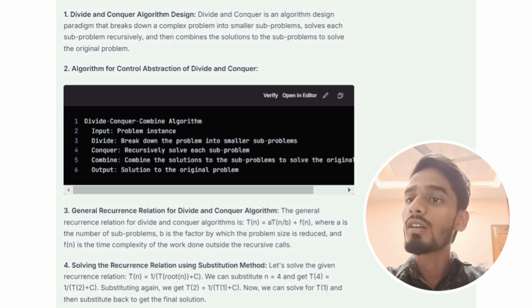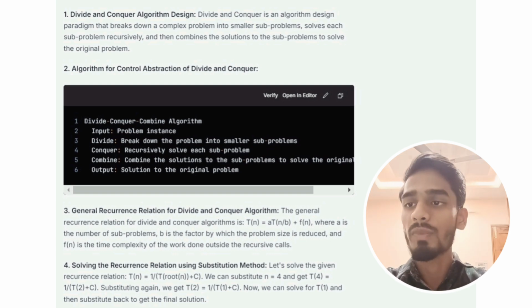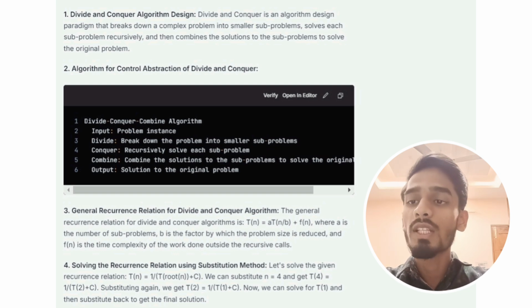Next, let us write an algorithm for control abstraction of divide and conquer. Here, this is the divide conquer combine algorithm. In this, input is the problem instance. Divide means break down the problem into smaller subproblems. Conquer means recursively solve each subproblem. Combine is combining the solutions to the subproblems to solve the original problem. Now what will be the output? The output will be the solution to the original problem.